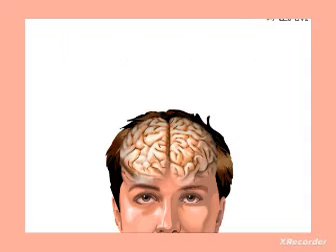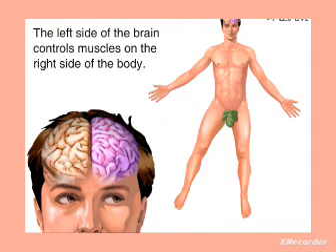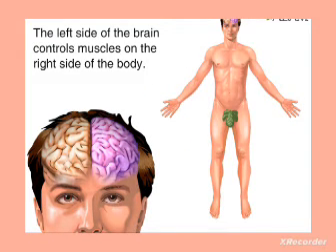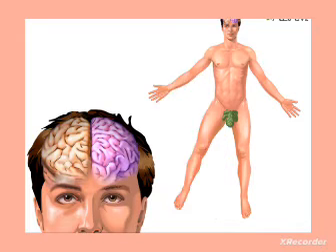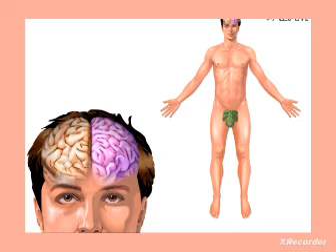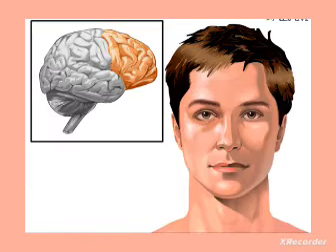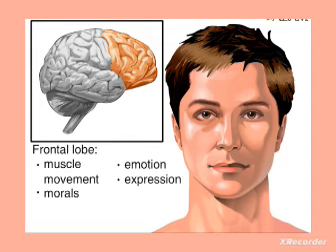Here, the left side of the brain is highlighted to show the control over right arm and leg movement, and the right side of the brain is highlighted to show the control over left arm and leg movement. The left side of the brain controls the muscles on the right side of the body, and vice versa. Voluntary body movements are controlled by a region of the frontal lobe. The frontal lobe is also where we shape emotional reactions and expressions.